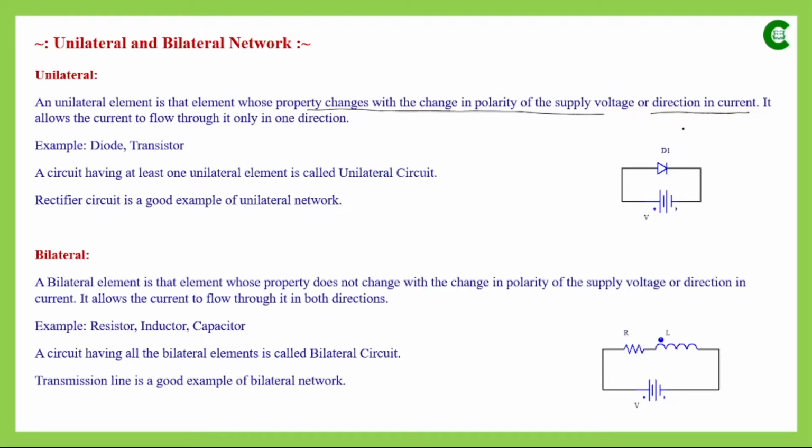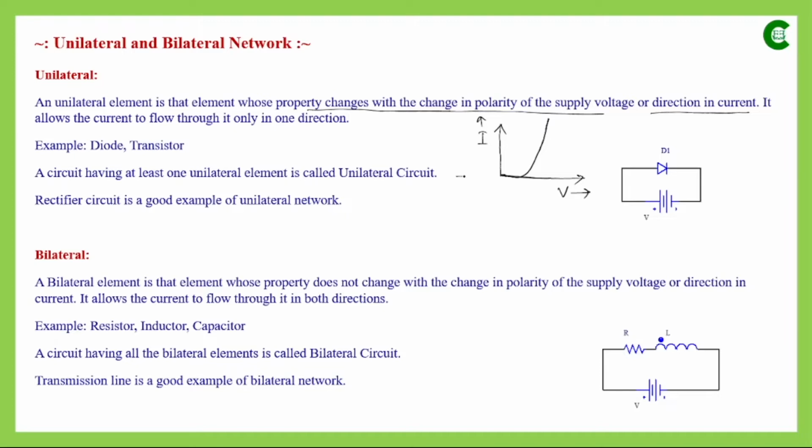Now again, if we take the example of a diode, in this simple circuit where we have only a diode and one voltage source, as we have seen previously, current flows through the diode only when it is forward biased. So it will be a unilateral element. If we draw the VI characteristics, then the variation of current with respect to voltage will be like this.